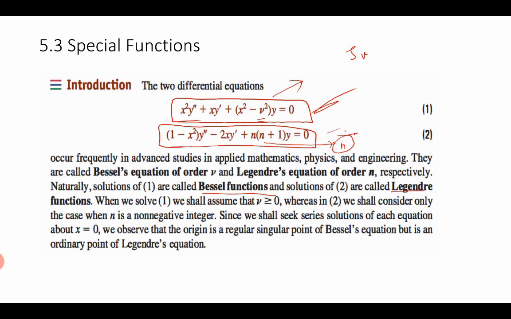And here the point comes in. The coefficient f0 of x is x square for the first equation, so x equal to 0 makes it 0. x equal to 0 is a singular point for this, but it is an ordinary point for Legendre's differential equation. So the origin, x equal to 0, is the singular point for Bessel's differential equation, but it is an ordinary point for Legendre's differential equation.